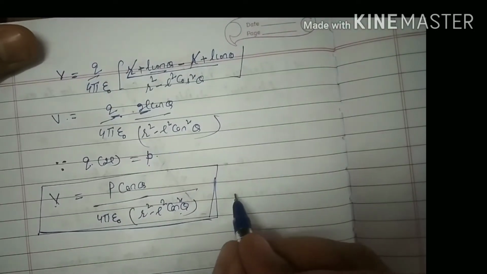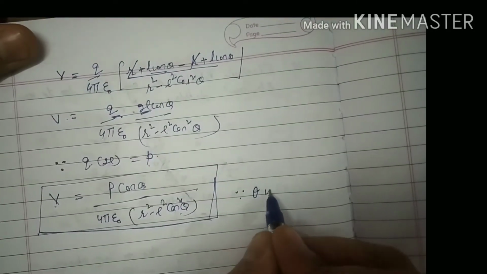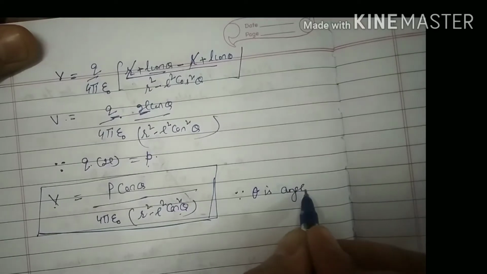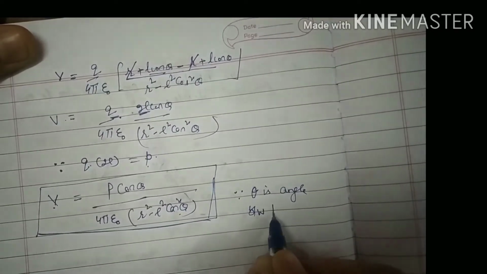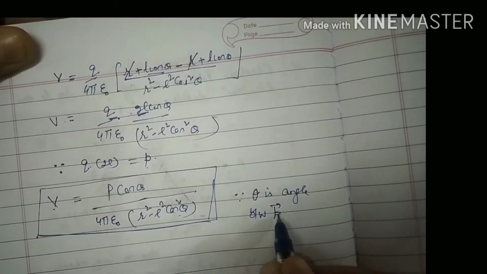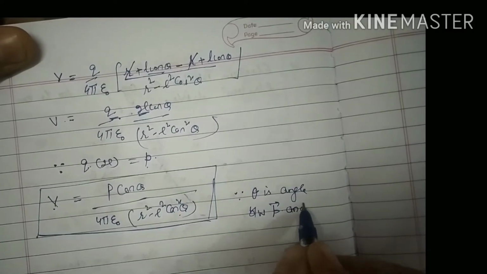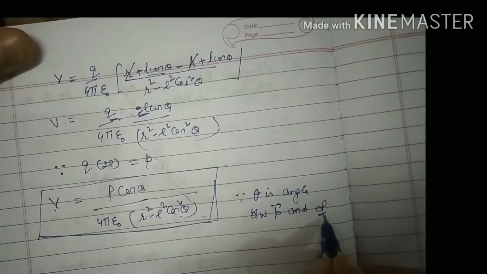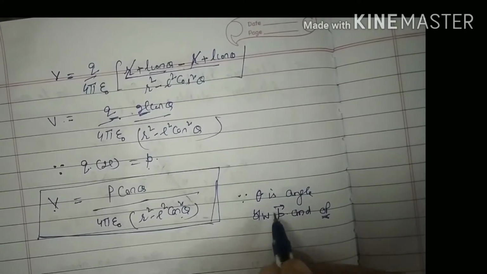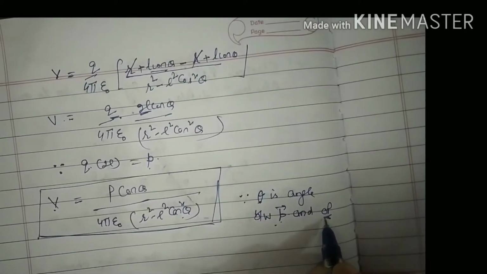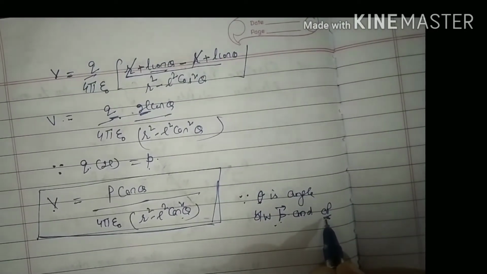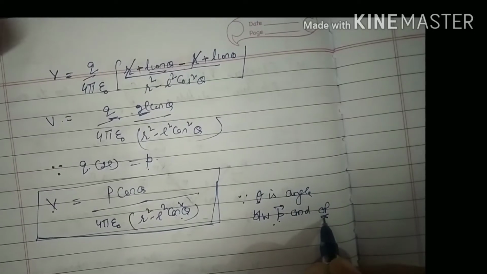And you remember that theta is the angle between the direction of the electric dipole moment and OP. You can see the diagram clearly. This theta is the angle between P and OP. And R is the distance of the observation point from the center of the dipole.